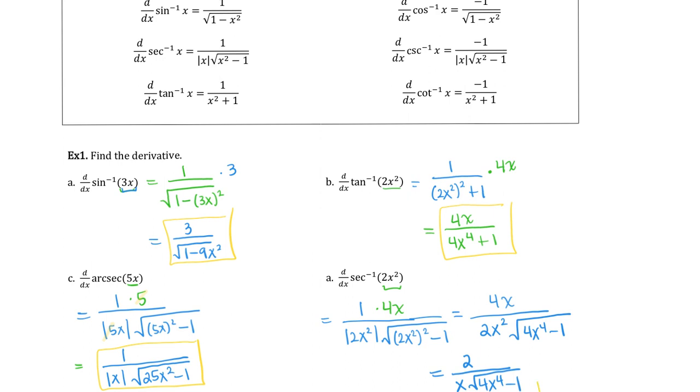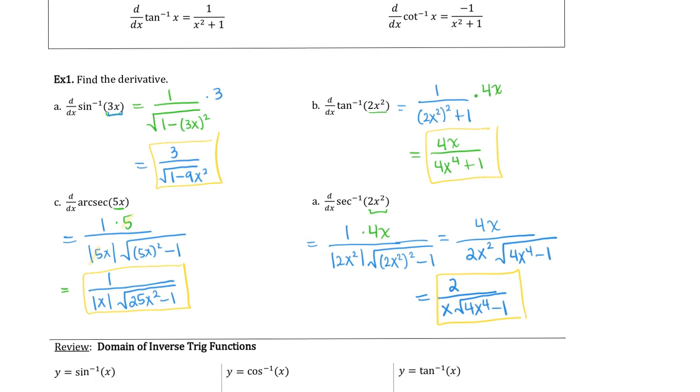Okay, and then this is my simplified answer. I didn't need the absolute value, and I was able to cancel out an x. And it's because when I was absolute valuing the x squared, the absolute value was redundant. So I could cancel it out or get rid of the absolute value.